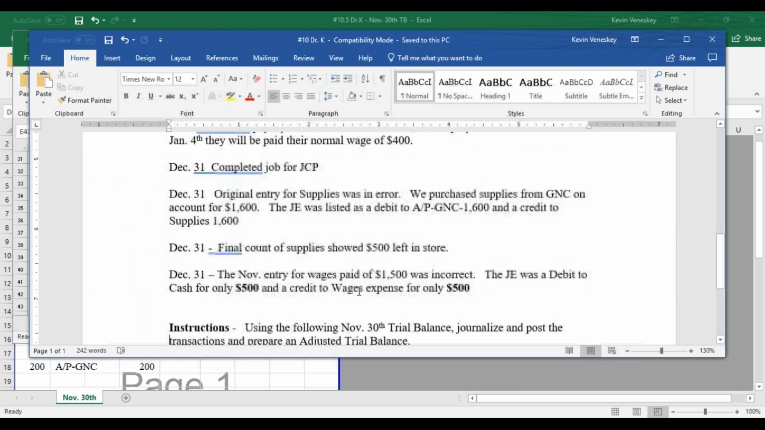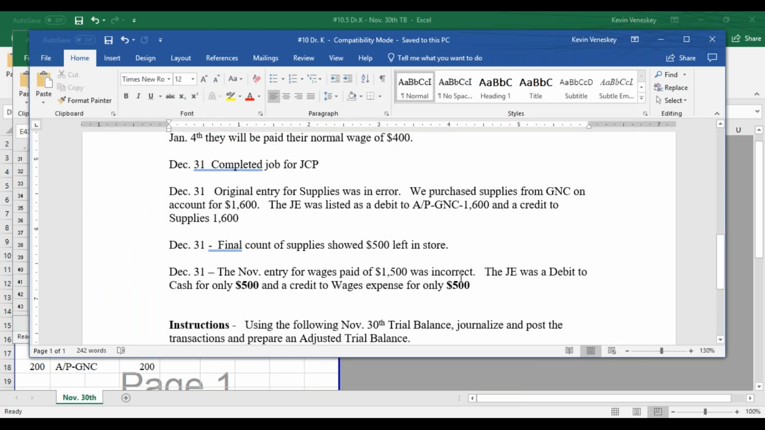Finally, the November entry for wages of $1,500 was correct. The journal entry that occurred was a debit to cash for $500 and a credit to wage expense for $500. So not only did they use the wrong numbers, they used the wrong accounts as well. They were backwards on their accounts. You should never have a credit to wage expense. You always increase your expenses. And wages paid, if we debited cash for $500, that shows that we got money. We didn't get money. We paid money.